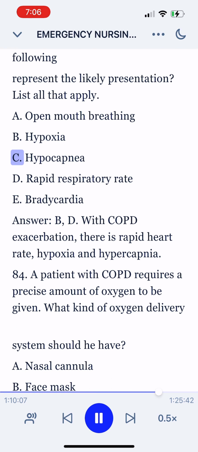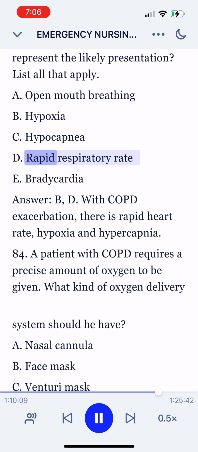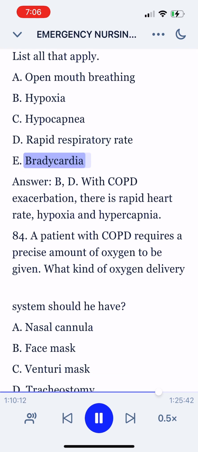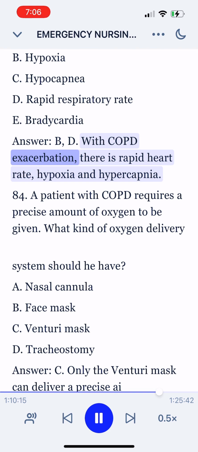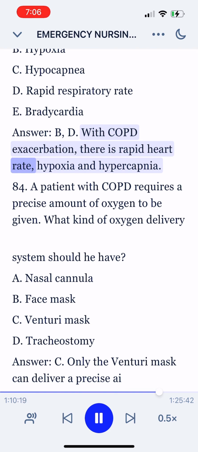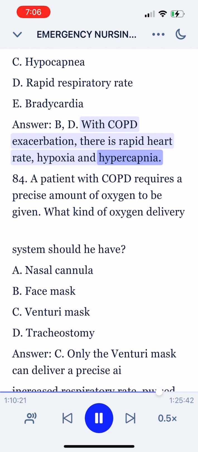A. Hypoxia. C. Hypocapnia. D. Rapid respiratory rate. E. Bradycardia. Answer: B, D. With COPD exacerbation, there is rapid heart rate, hypoxia and hypercapnia.